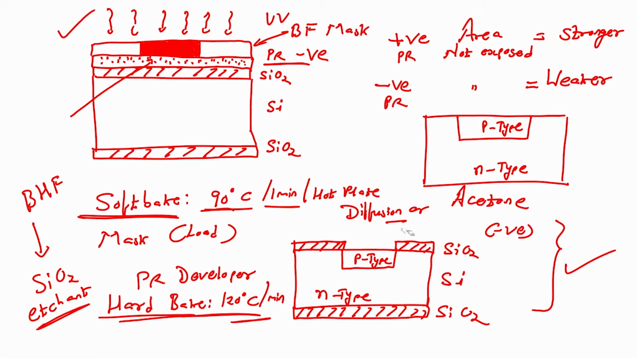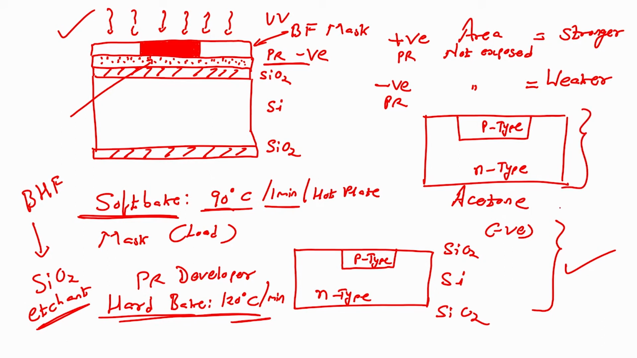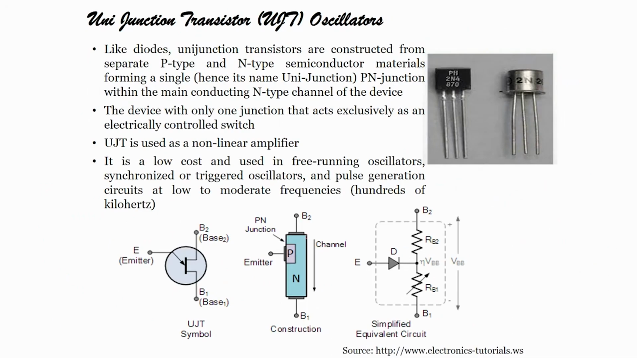Once that is done, what is the next step? The next step is to again keep this wafer in the BHF, in the buffer hydrofluoric acid, and I will see that the SiO2 is removed. When SiO2 is removed, we get the wafer which is what we wanted, correct. This is how we can obtain a P type doping in N type material, right.